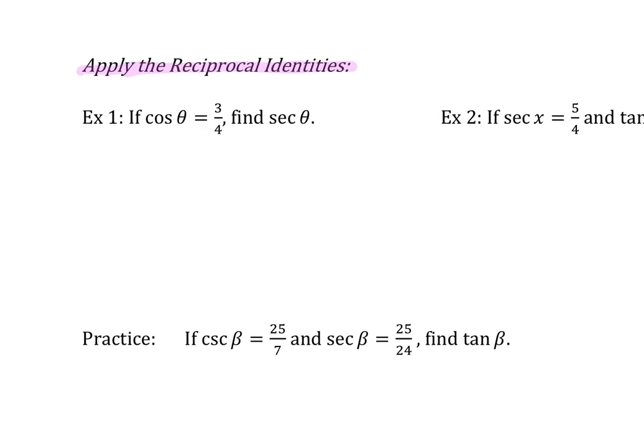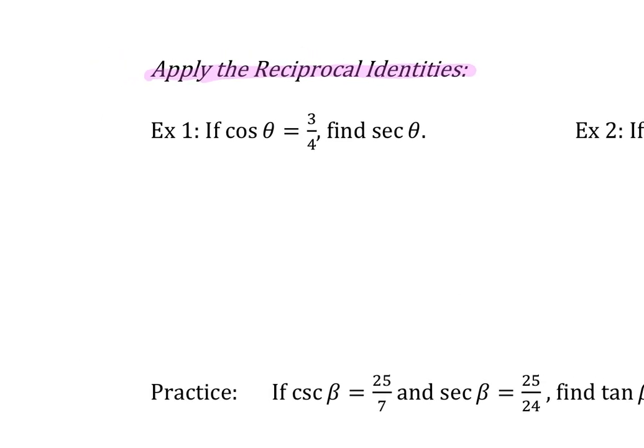All right, for this first one, it says if the cosine of theta is equal to 3/4, then what's the secant of theta? Guys, what's the relationship between cosine and secant? They are reciprocals of each other. So if cosine of theta is 3/4, then what's secant of theta going to be? 4/3. Right? Does that make sense? We're just flipping it.